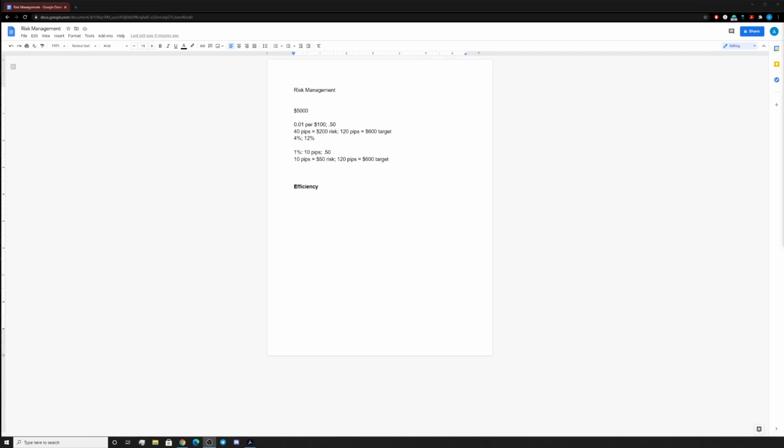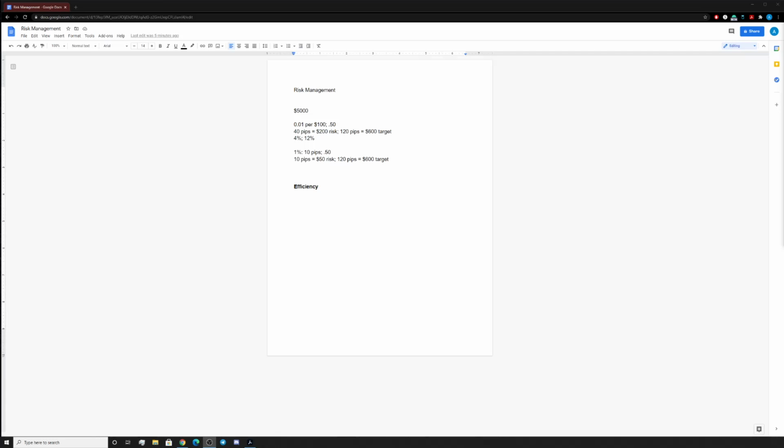Now it's the exact same scenario, but from a percentage aspect. With this model, you can easily have a 10 pip stop loss. If you're risking 1% and you're risking 10 pips, then your lot size is 0.50, which is the exact same lot size as the previous scenario. But you now have a 10 pip risk, which is a $50 risk, which is 1% of your account, to then potentially get the same target, which is 120 pips, a $600 target. So nothing changes besides the amount that you're risking.